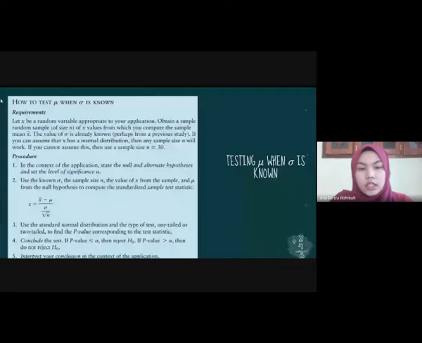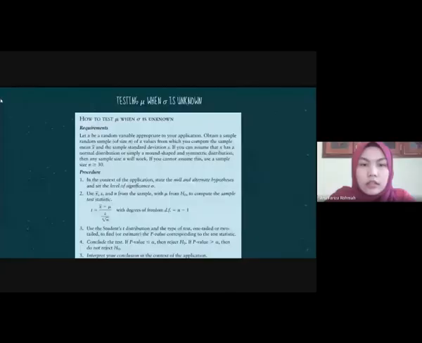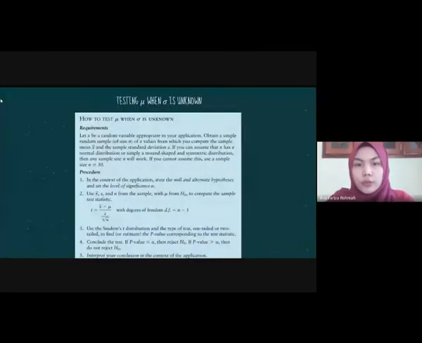Next is testing mu when standard deviation is unknown. The requirement is: let X be a random variable appropriate to your application. Obtain a simple random sample of size n of X values from which you compute the sample mean X bar and the sample standard deviation S. If you can assume that X has a normal distribution or a mound shaped and symmetric distribution, then any sample size n will work. If you cannot assume this, use a sample size n greater than or equal to 30.